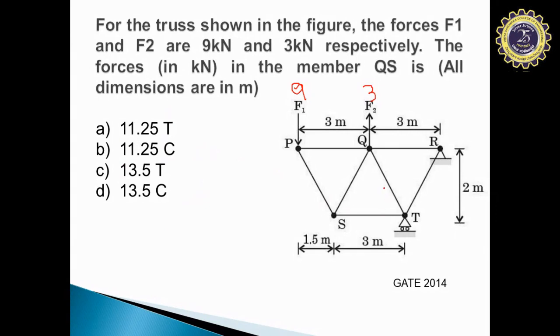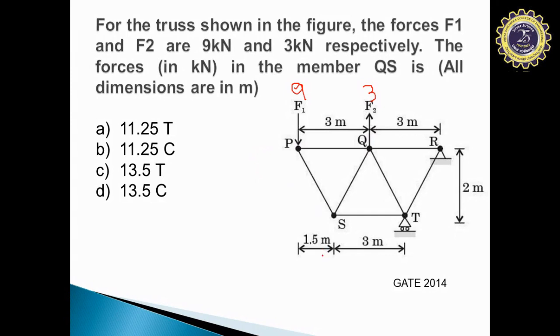So this is a tricky question. Nevertheless, it is very easy and you can answer it with just one step. You have to solve using only one particular step. Now, if you make use of method of joints, you have to start by solving all the support reactions first, and then you need to solve each and every joint in order to end up at joint S or joint Q to find member QS, which will be very tedious, and it is not suitable for the GATE examination.